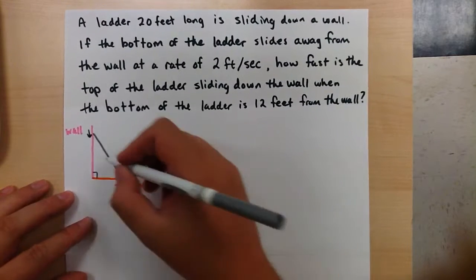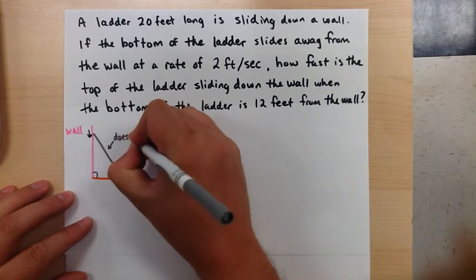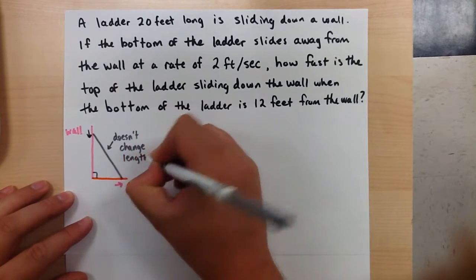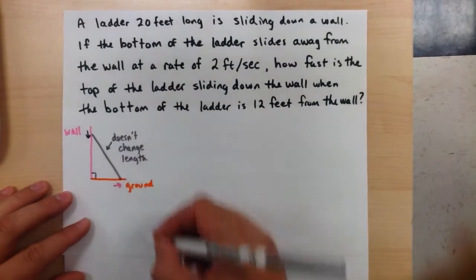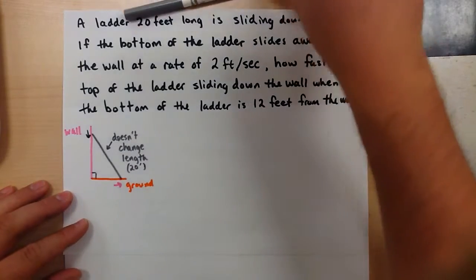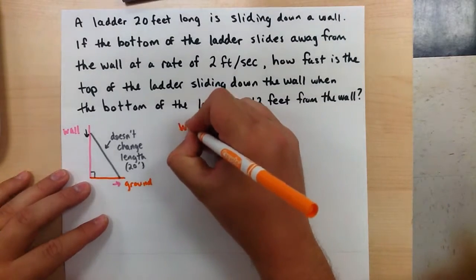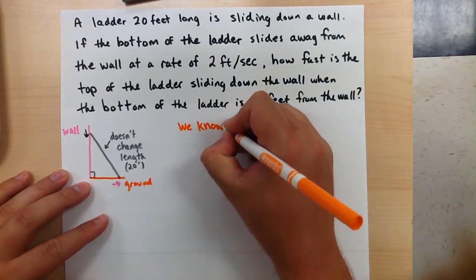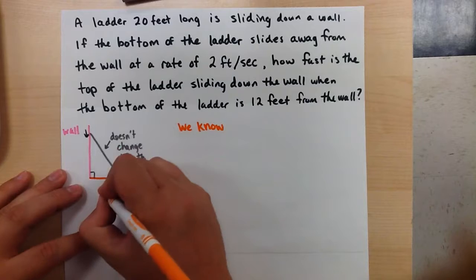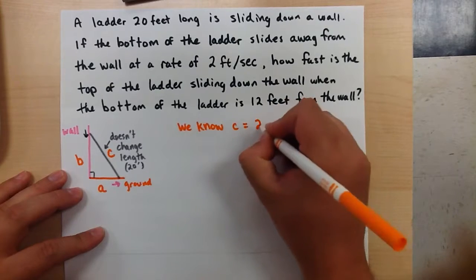The interesting thing about this question is that the ladder doesn't change length. That's often forgotten, and it's going to factor in in just a moment. We know that it stays a constant 20 feet. So let's list what we know. We know the length of the ladder. Let's give these names: A, B, C. So we know that C is 20 feet.